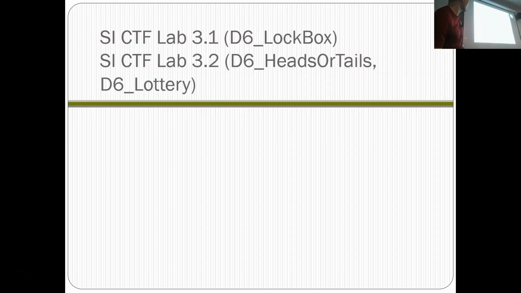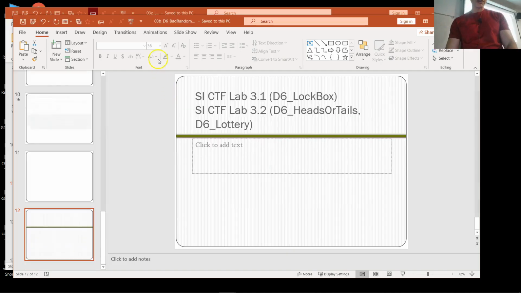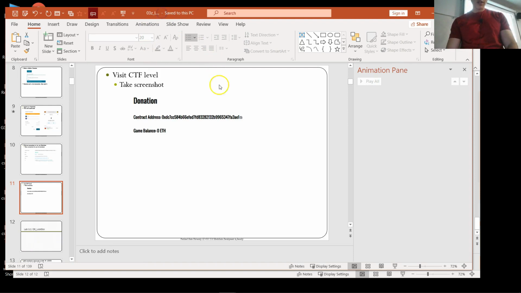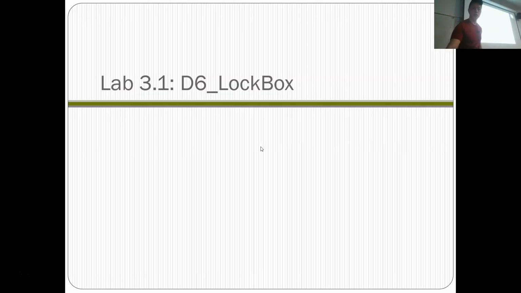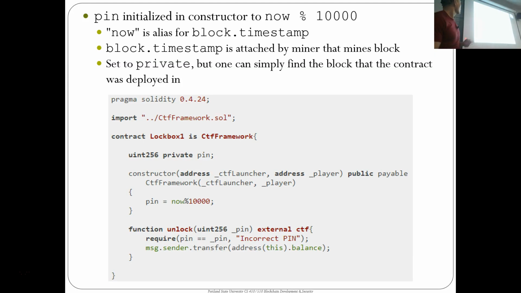Okay, so then I'm going to walk you through the next 3 levels. These are 3 levels that exploit bad randomness: the lockbox level, heads or tails, and lottery. I'll just do those in slides because I think it's pretty straightforward. So the first one is lockbox. And then I'll hopefully wrap up in time for you to actually do these levels in class.